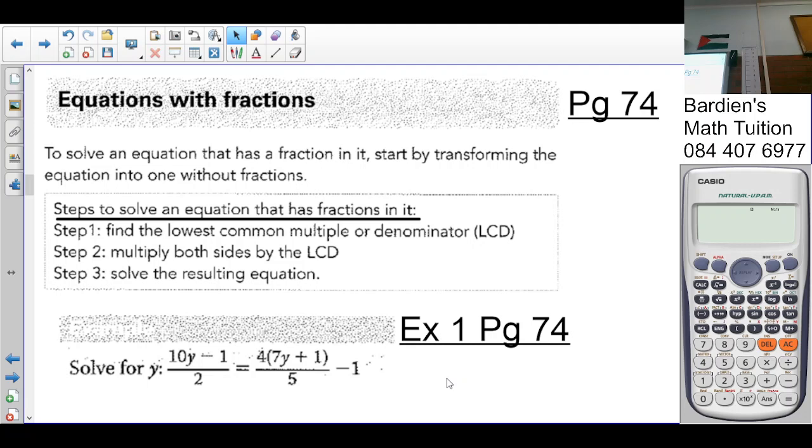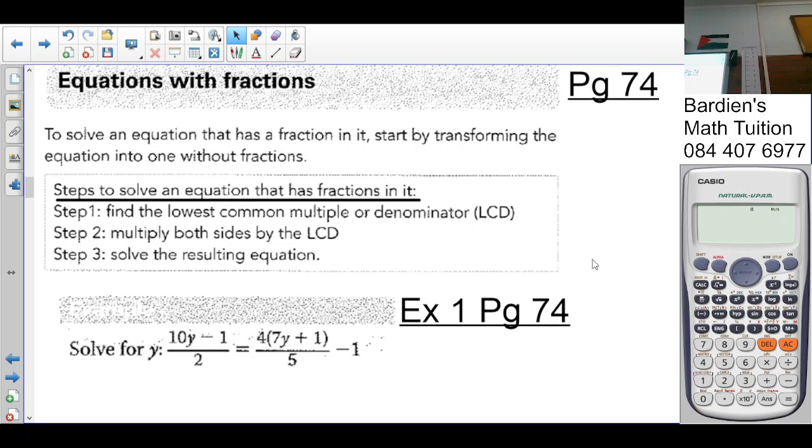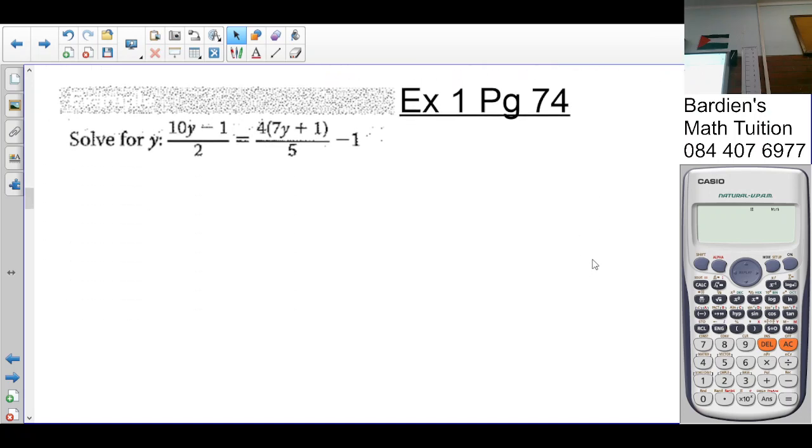Okay. So we're looking at example 1 on page 74. Here we are told, solve for y. If (10y minus 1) over 2 is equal to 4 into (7y plus 1) over 5 minus 1. Okay, so what's the first thing we need to do? The first step.